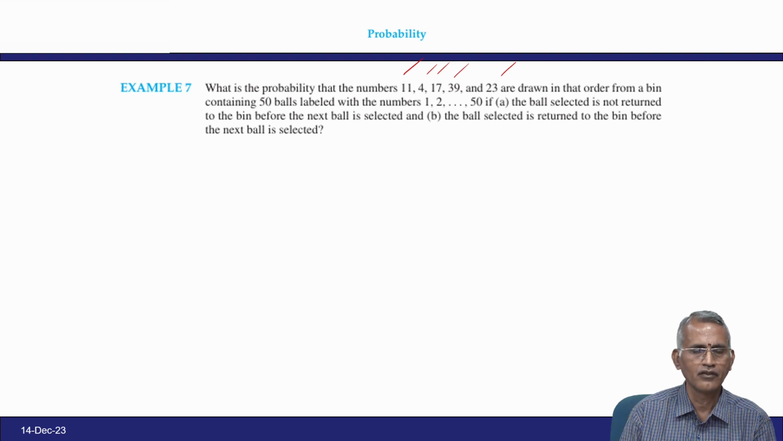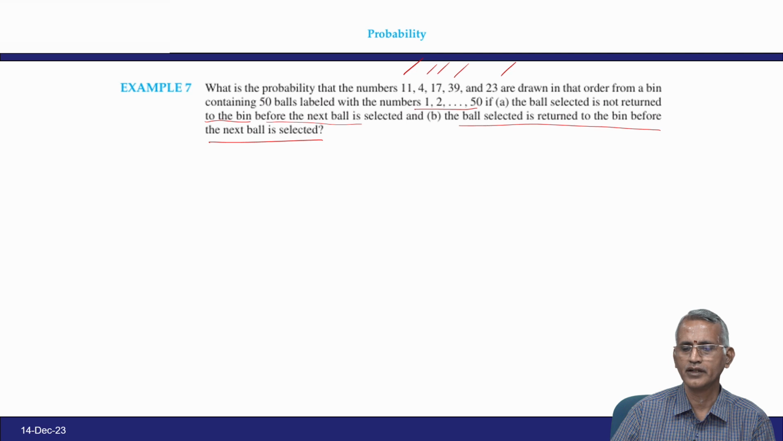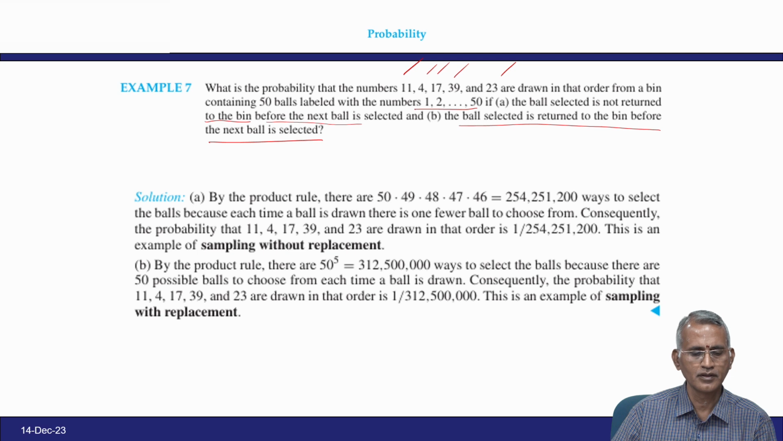Next example, what is the probability that the numbers 11, 4, 17, 39 and 23 are drawn in that order from a bin containing 50 balls labeled with the numbers 1 to 50 if (a) the ball selected is not returned to the bin before the next ball is selected, but (b) the ball selected is returned to the bin before the next ball is selected. Here we want the probability that the numbers drawn are 11, 4, 17, 39 and 23, and the bin contains 50 balls. Now we have 2 questions.